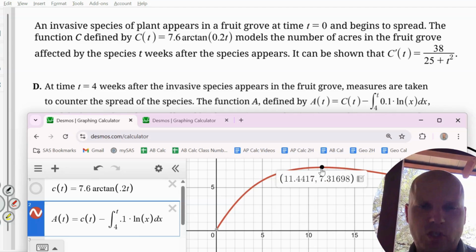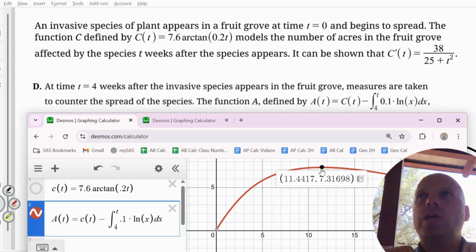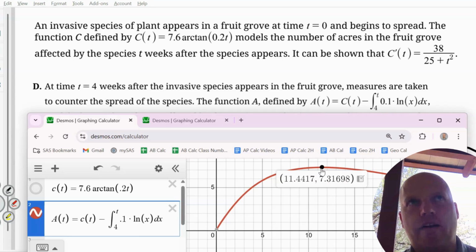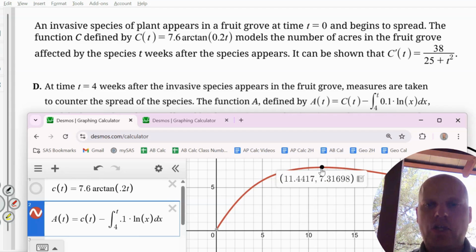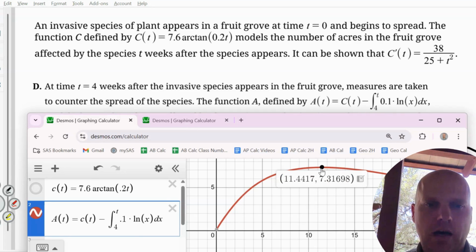But this is why this upsets me, because this is the first time really using TI-84 calculators; we haven't been able to graph accumulations because it takes a calculator so long to accumulate. It's not worth the effort to try to graph an accumulation. But since Desmos is so quick, the accumulation can be graphed and you can analyze it. And this is like the position function for the total acres that the species has invaded, the acres of fruit grove that's been infested.